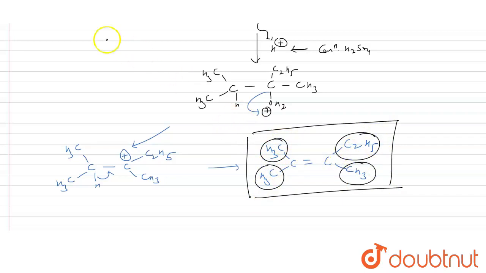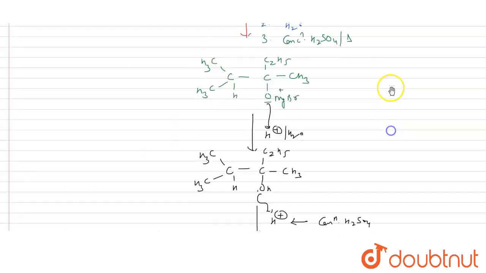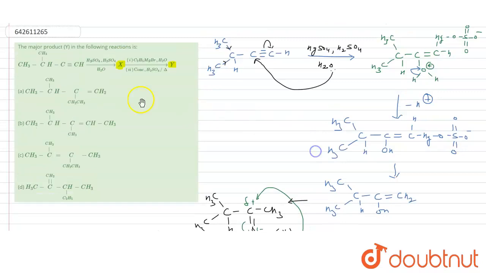So now let's check our options. In option A, the alkene is not substituted, there are 2 hydrogens, so this cannot be our answer. And in option B, this alkene is also not fully substituted, because there is 1 hydrogen over here, and you can see here, this is substituted.